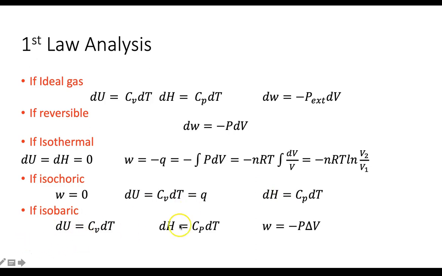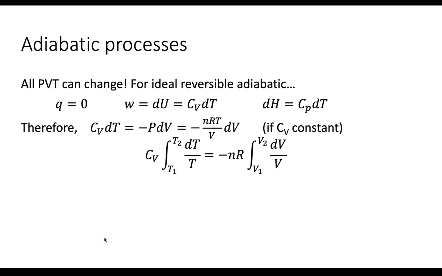Isobaric, same thing. Here we have our pressure constant, so our work is just P times the integral of dV, which is just delta V, right? So we have minus P delta V. All right, if we go on, the most interesting case, the one we're going to spend the most time with, is an adiabatic process. We've talked about the three where we hold one of our properties constant. In an adiabatic case, heat is equal to 0, so there's no heat exchange, but P, V and T can all change.